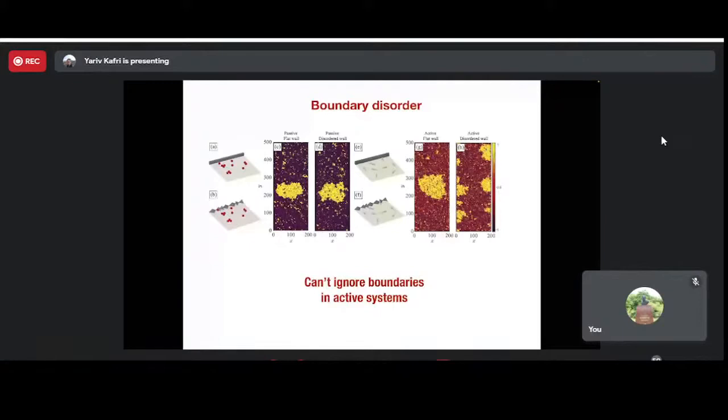This is to us very important, because this means that you can't ignore boundaries in active systems. Typically when people study active systems, they look at periodic systems or infinite systems, and this result implies that boundaries can have a dramatic effect on active systems.